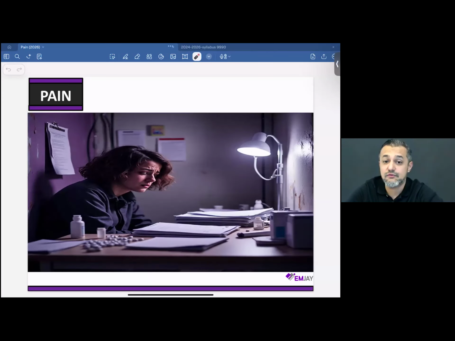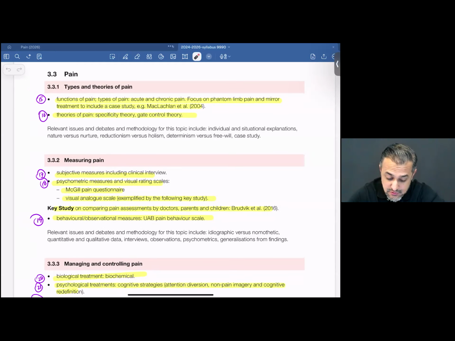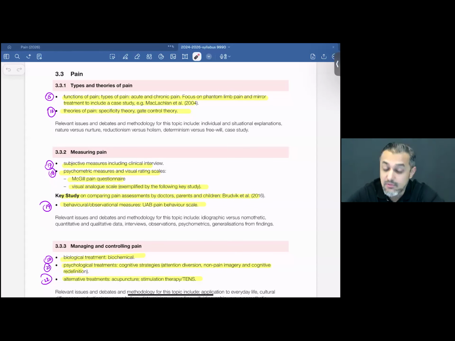Bismillahirrahmanirrahim. We're starting off with the unit pain. As we start with this unit, let me walk you through the syllabus first. If you have a look at how the syllabus looks for this particular unit, this unit is again, like all the other units that we have studied and come across, divided into three different sections.